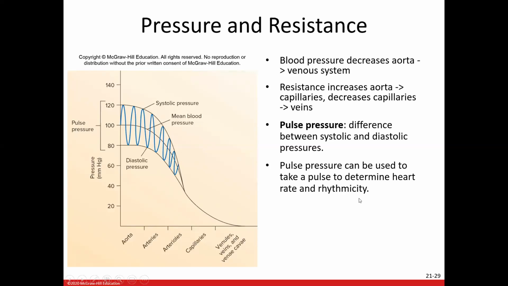So last thing I want to point out with this graph is this idea of pulse pressure. Pulse pressure is just the difference between the systolic pressure when the contraction is occurring versus the diastolic pressure when the heart is relaxed. So the difference between them is the pulse pressure. And pulse pressure, we know as the pulse you can take for an individual, such as when you check someone's pulse to see if they're living. That's where this comes from. Because we use pulse to determine what the heart rate is and what the rhythm is for the heart.